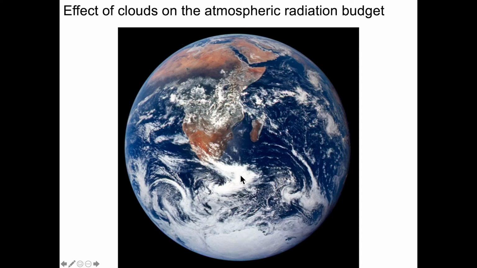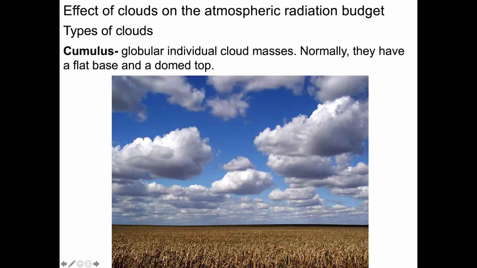We have a couple different types of clouds that are the atmosphere's response to the conditions. Here we have cumulus clouds. These are the cotton ball-like clouds we commonly see in the summertime. These are globular individual cloud masses. And normally they're going to have a flat base, because that's where vertically the conditions for the formation end. Above, we have the puffiness. So flat bottom, puffy top.